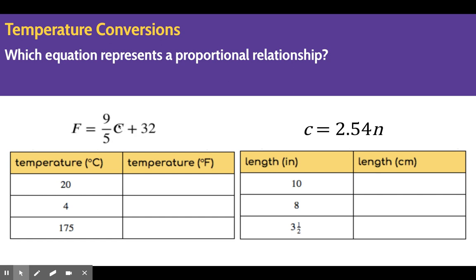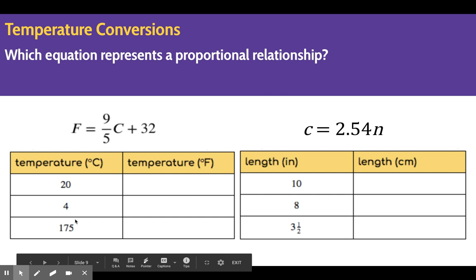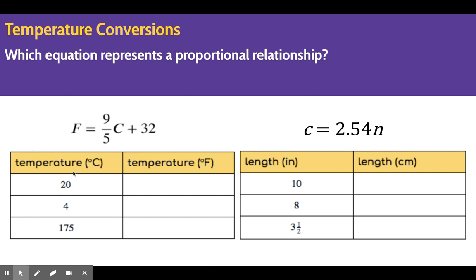So wherever I see a C in my first equation, I'm going to plug in the value that is given to us in the table. Well, the first value that's given to us is 20. So I'm going to put 9/5 times 20 plus 32 and simplify. So in order to solve that, I'm just going to do 9/5 or 9 times 20. Then I'm going to divide that number by 5.